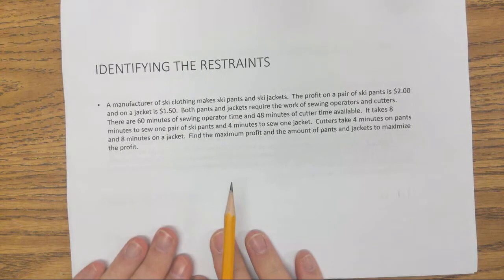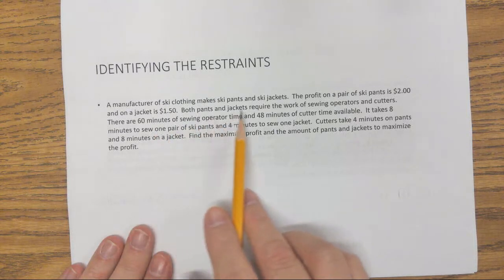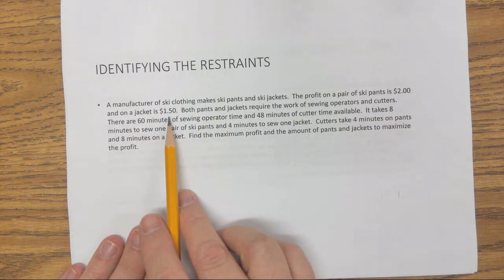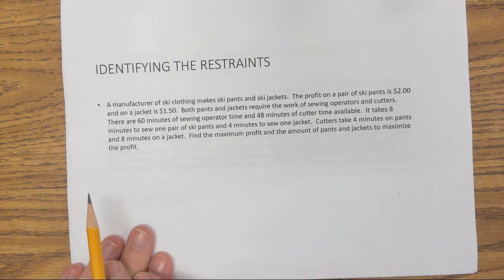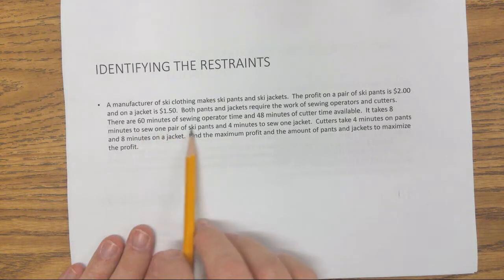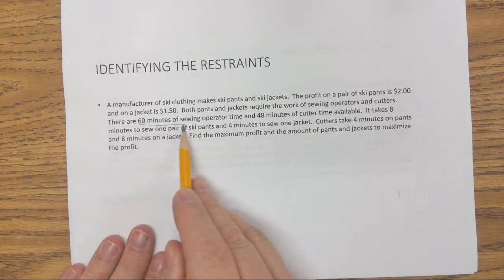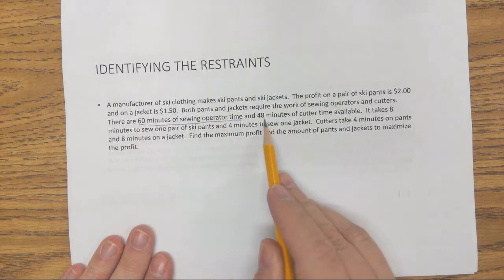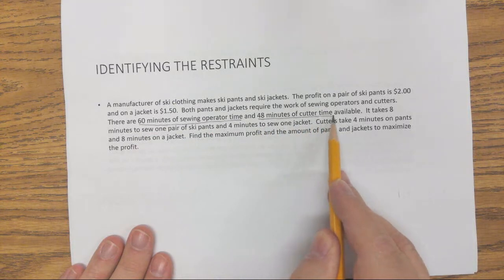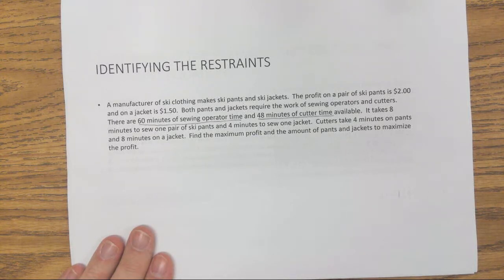So, identifying the restraints. As I'm reading through my problem, I see something about money, which is important, but that's not what my restraints are. For this particular problem, I'm really looking at the time that it takes to do stuff. So to start off with my restraints: 60 minutes of sewing operator time and 48 minutes of cutter time. That's what we're going to use to help us build our inequalities.